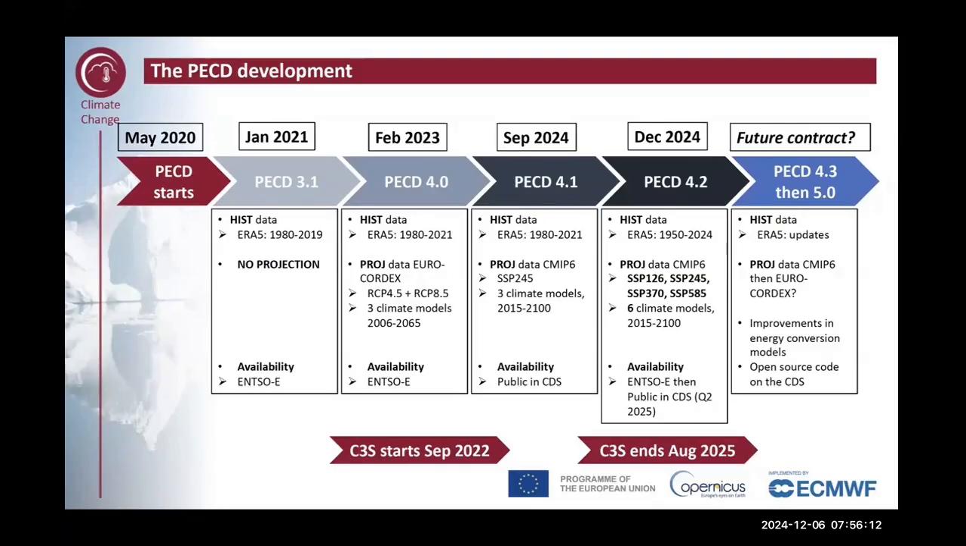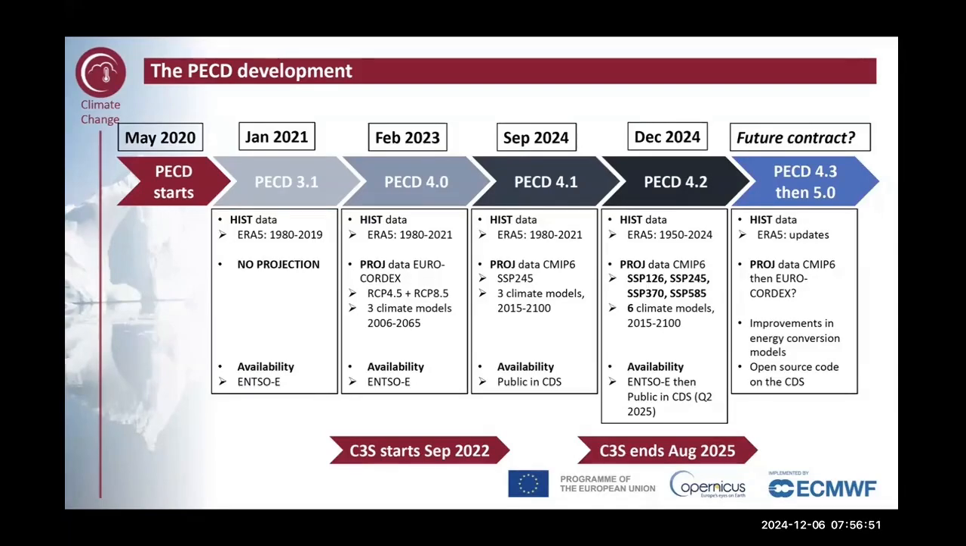Then, after the Copernicus Climate Change Service contract started in September 2022, we worked towards the PECD 4.1, which included an extended ERA5 dataset from 1980 to 2021, but especially projection data from the regional climate models called EURO-CORDEX and two emission scenarios, RCP 4.5, which is mid-range, and the high-range 8.5. Three climate models were selected. Data were still available through ENTSO-E.